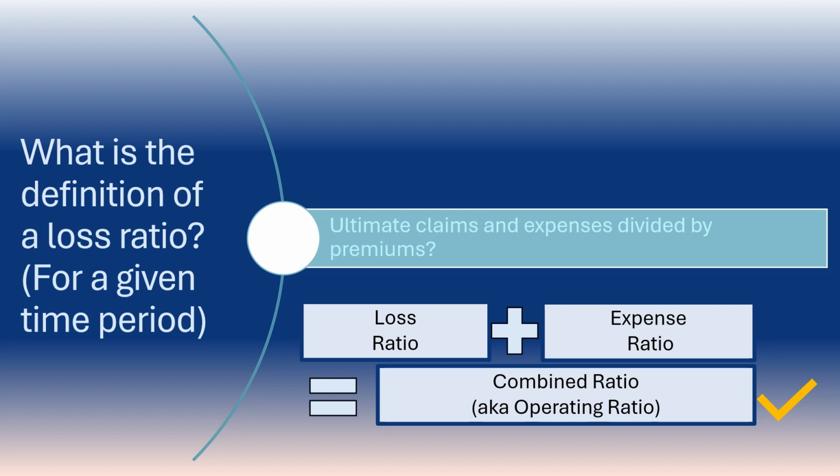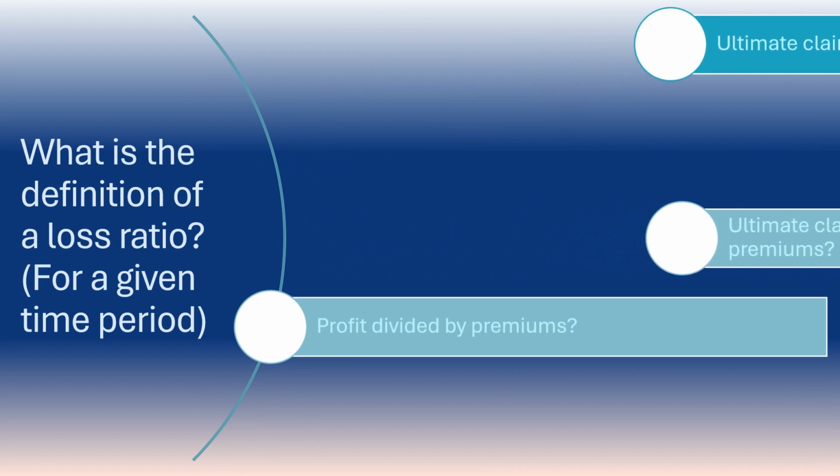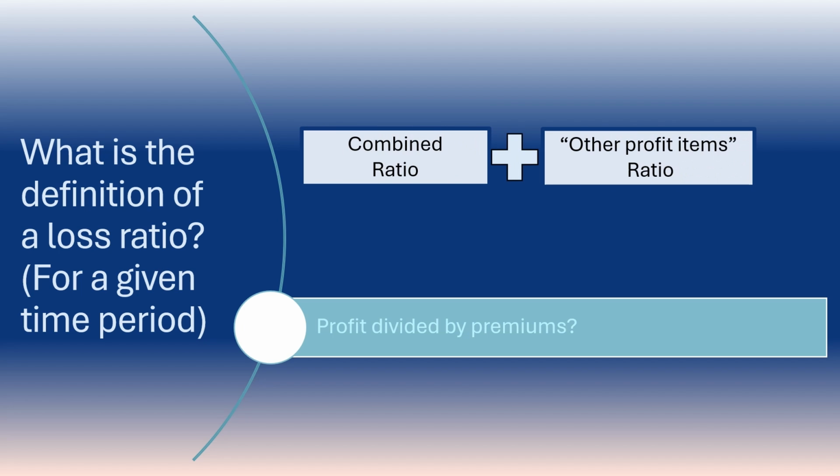So we've got 1 option left. Why don't we just take profit and divide it by premiums? You could see this as the combined ratio plus all the other profit items to give a true metric of profit. But this is not a standard insurance term for a few reasons. Firstly, profit is difficult to allocate to underwriting or accident year, and hence to get a consistent measure of premium to measure against that profit.